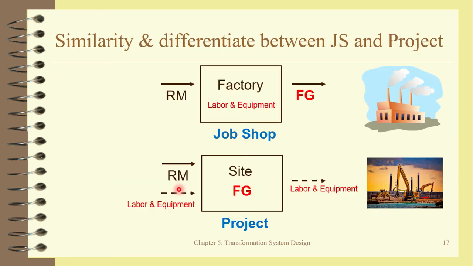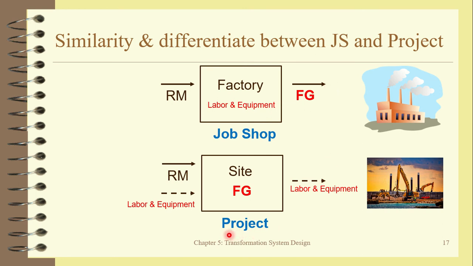I would like to explain the similarity and difference between job shop and project. Suppose we look at the job shop first. Job shop and project are quite similar in terms of producing one-of-a-kind products. They could offer flexibility in the system to produce whatever the customer wants. But for the job shop factory, the raw material comes to the factory, labor and equipment are here, and then finished goods come out of the factory.